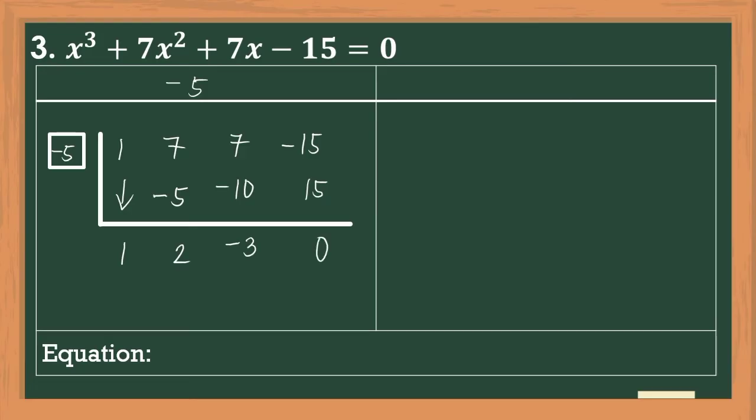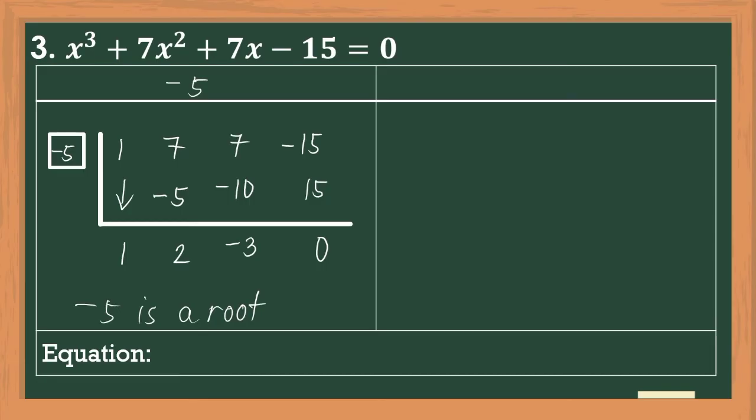So you can see, napatunayan natin na kapag yung mga constant terms nag-end sa 5 or 0, one of its roots is either positive or negative 5. So in this case, negative 5, remainder natin is 0. So negative 5 is a root. So negative 5 is a rational root.